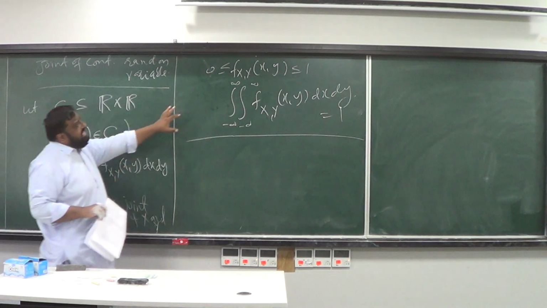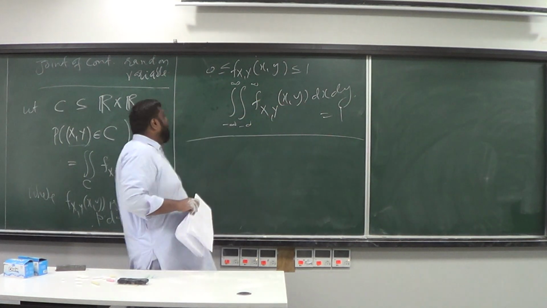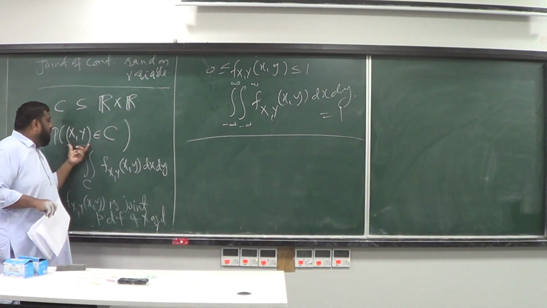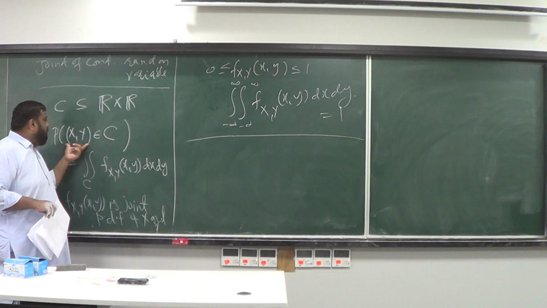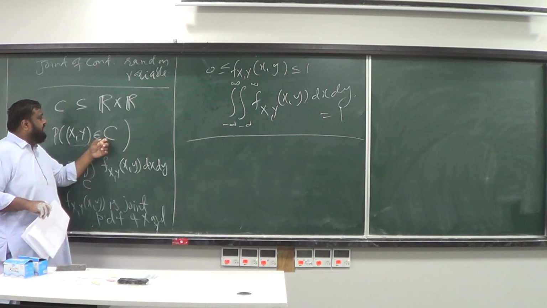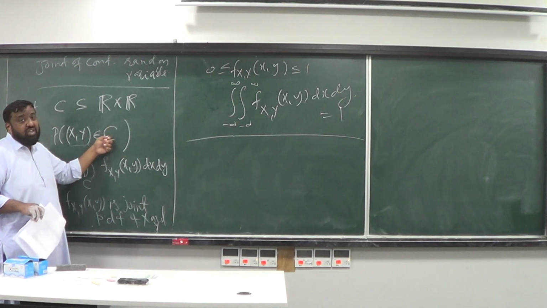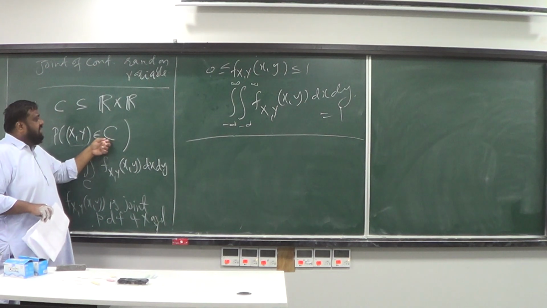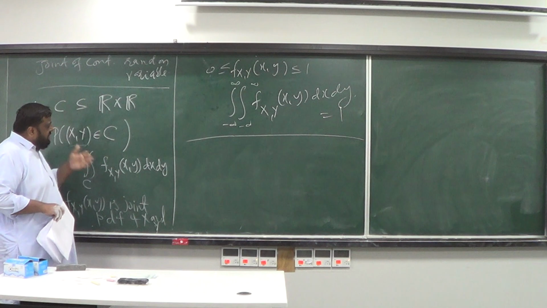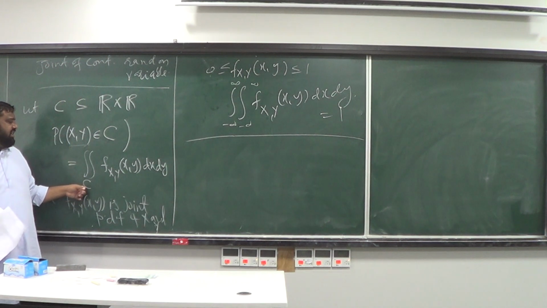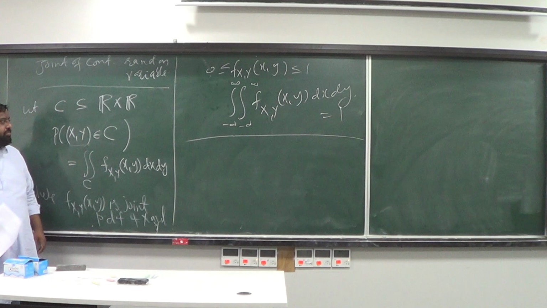Using that PDF, you can compute the probability that your random point, a random vector, a random ordered pair, is in the region C. And how are you going to compute it? Simply integrate your PDF over the region C, and compute its value.